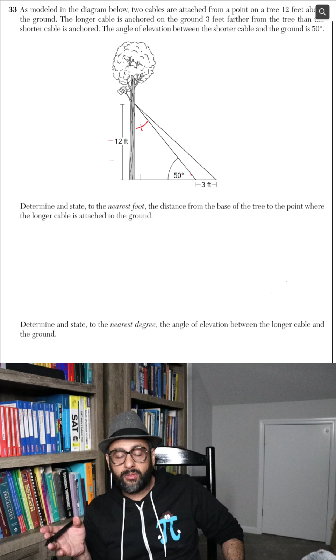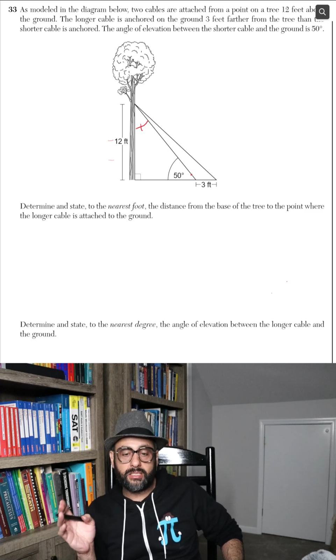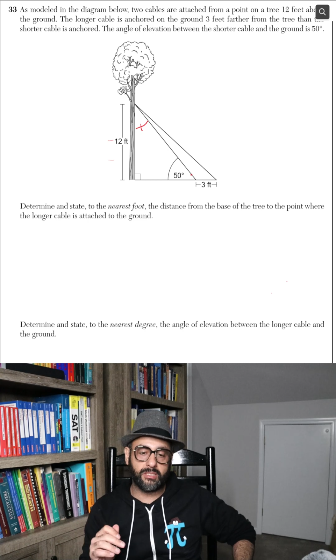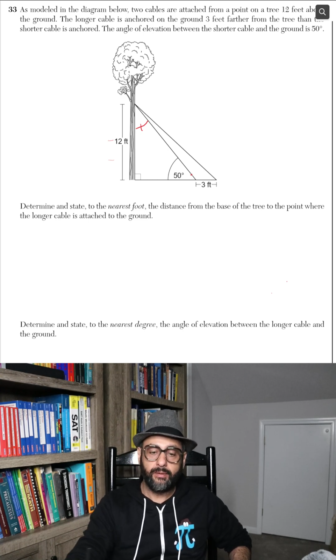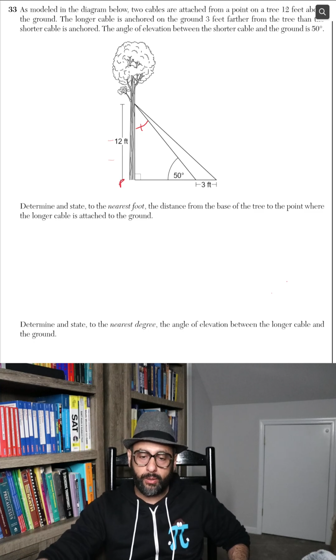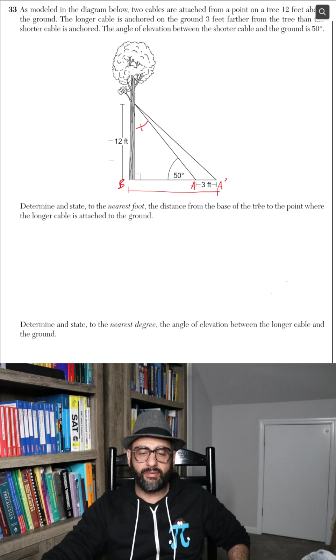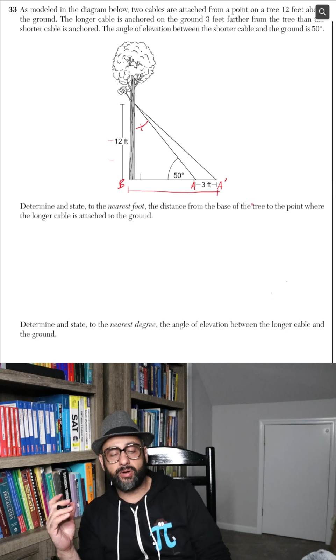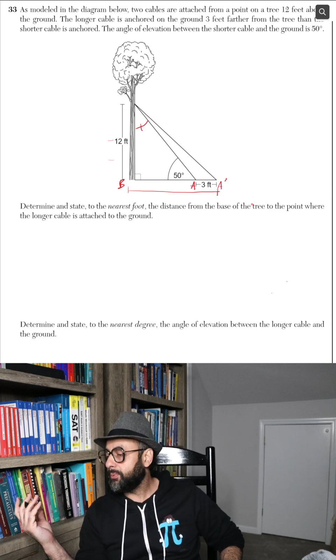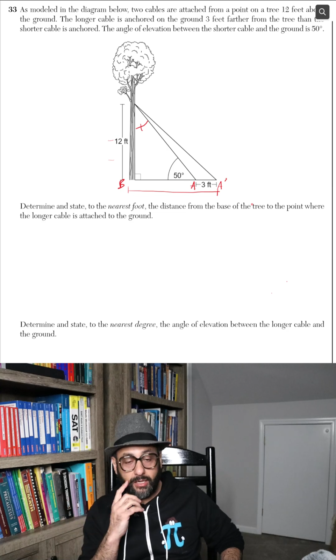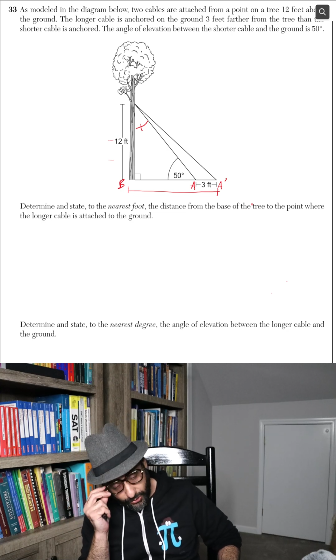So the first part of the problem says to the nearest foot, the distance from the base of the tree to the point where the longer cable is attached to the ground. I'm going to call this point B. I'm going to call that point A. I'm going to call this A prime. If they want to know the length where the longer cable is attached to the ground, if I guess at the length of A prime, and I happen to guess correctly, I get a point. And they said to the nearest foot. They could have made it meaner and said to the nearest tenth of a foot so you couldn't guess.